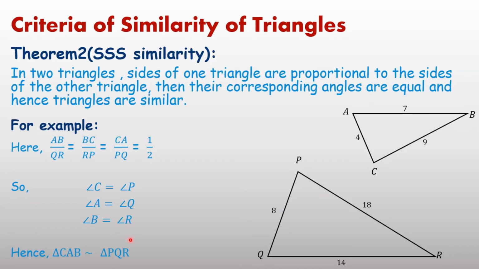The first minimum requirement: if any two angles of one triangle are equal to the corresponding two angles of the second triangle, then both triangles are similar. Or the second minimum requirement: if the ratio of corresponding sides is the same, then we can say both triangles are similar. Now next, the third criterion, the third theorem on similarity of triangles, SAS similarity.